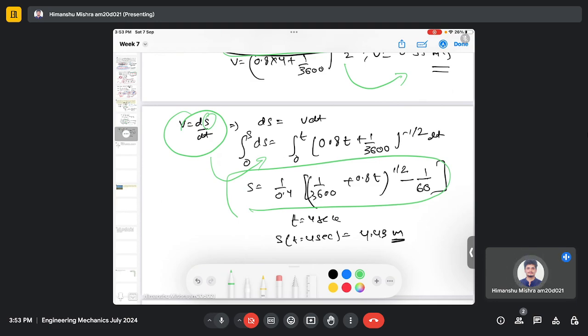So we can find the position at any time, and you can see when you put time equals 4 seconds here, you can actually get the position at the same 4 seconds, which is 4.43. So it's a very similar problem to a previous one that we have solved. So let's move to the next problem.